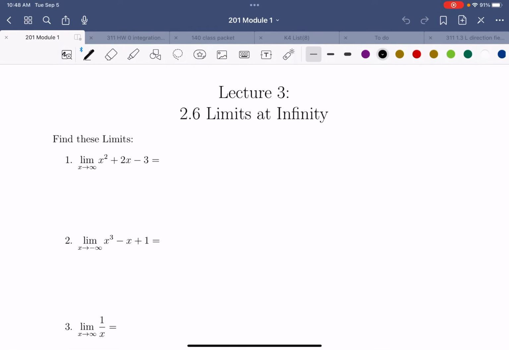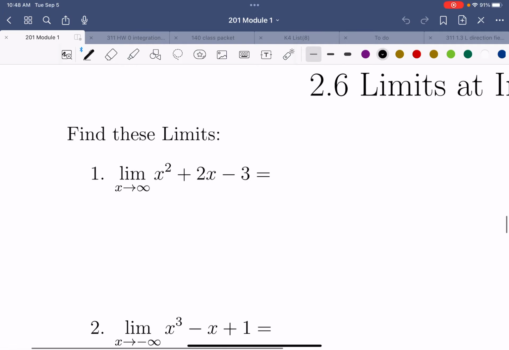We're jumping around a little bit and jumping into section 2.6 on limits at infinity. So we've talked about limits at a specific point, when our x is approaching a number. And now what we want to do is say, okay, that's great, but now what if we let our x go off to infinity? So positive and/or negative infinity. And we can, absolutely. And it's the same kind of idea.